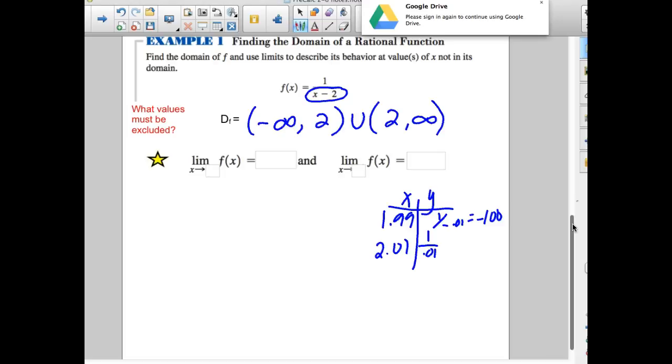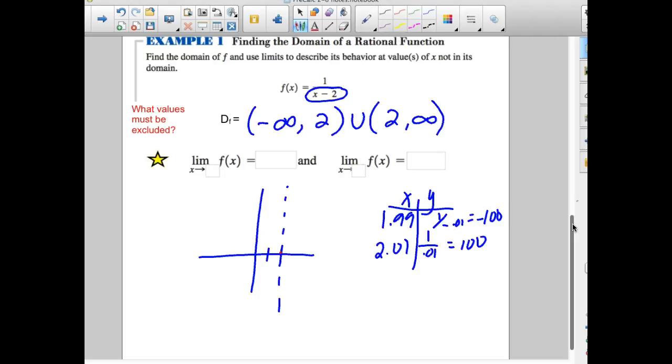Okay, if we put a 2.01 in, subtract 2, we get 1 over 0.01, or 1 over 100th, which becomes 100. Okay, so if we think about our picture, as we get really close to that 2, when we're at 1.99, all right, so just to the left of our vertical asymptote, we're way down here at negative 100. Okay, and if we put in a 2.01, we're way up here at positive 100.